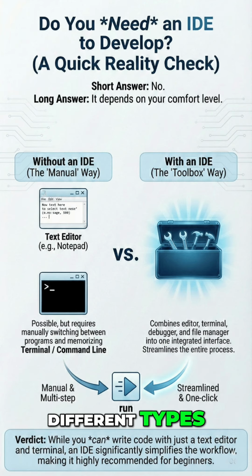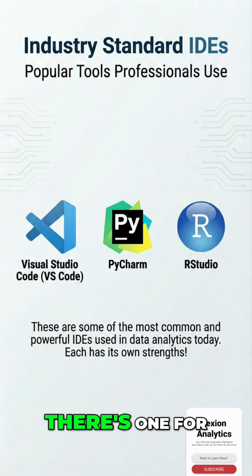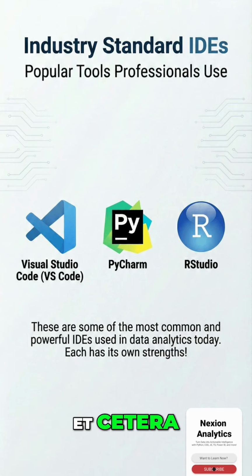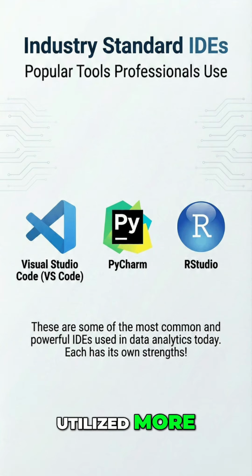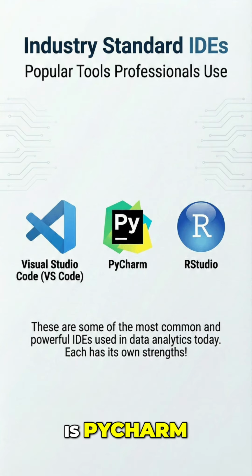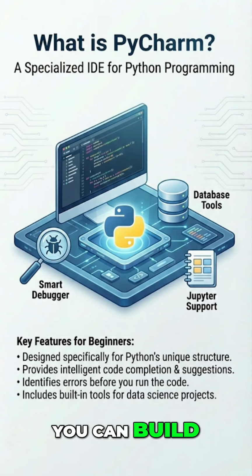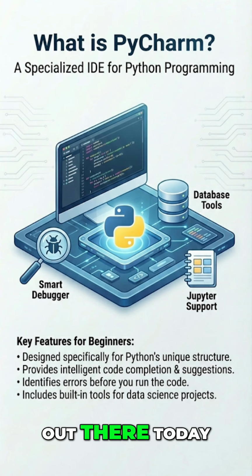Now there's different types out there. There's one for Python, there's one for Java, etc. But there's also leading industry standard ones that are utilized more than any of them, right? So the first one I'm going to talk about is PyCharm. PyCharm is pretty cool, right? You can build data pipelines, you can use SQL, Python, really anything you want here. And it's probably the most popular out there today.